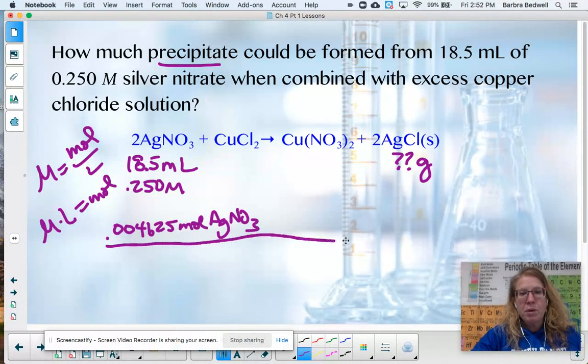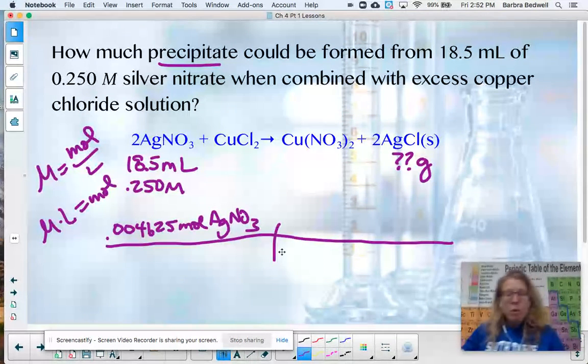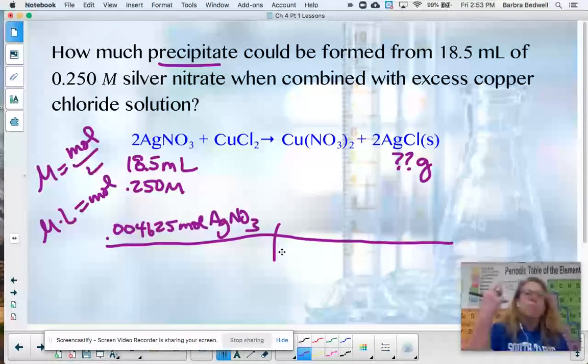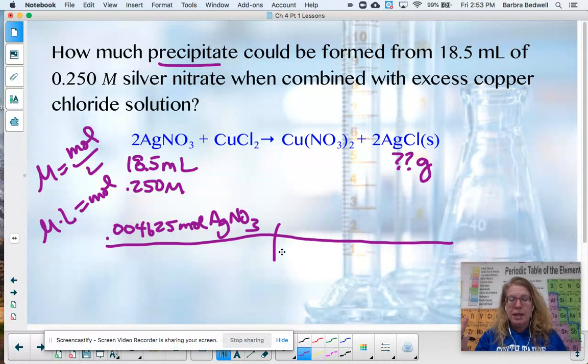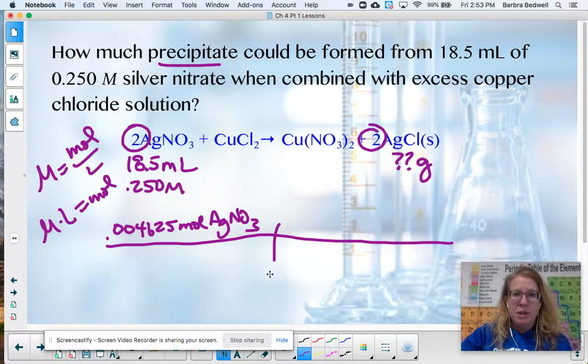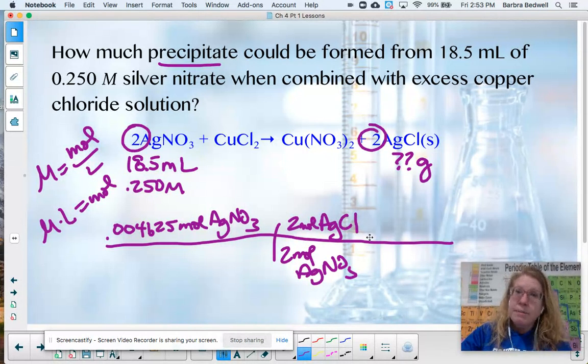Okay, so there's our word fractioning problem. What would we normally do in our other problems? Grams to moles, moles to moles, moles to grams. Same three steps, basically. We did molarity to moles, and now we do moles to moles. Remember, moles to moles comes from our balanced chemical equation. So 2 moles of AgNO3 is going to produce 2 moles of AgCl, right?